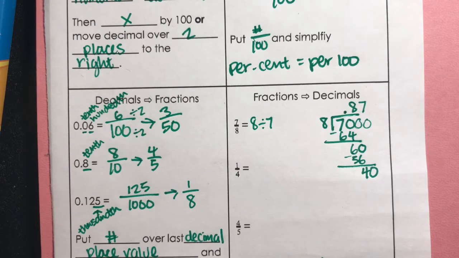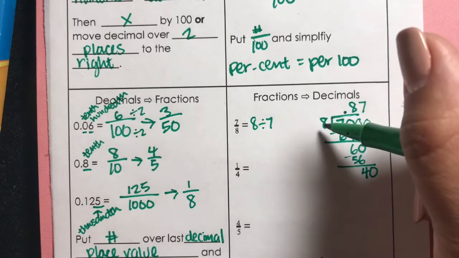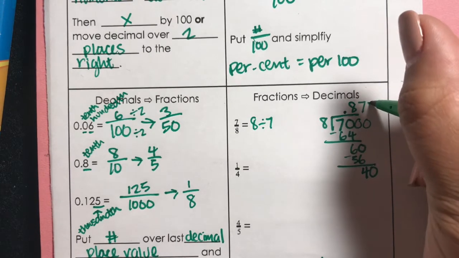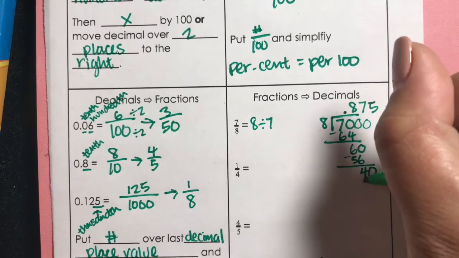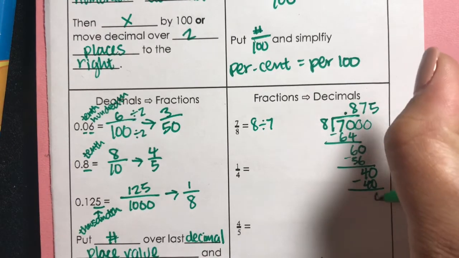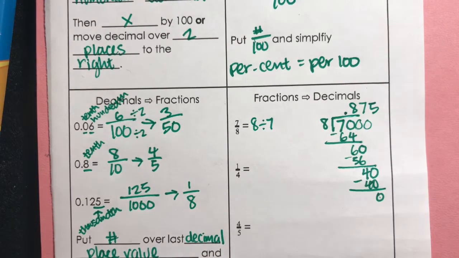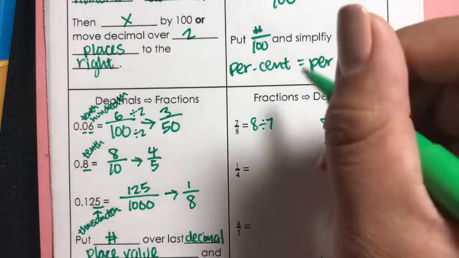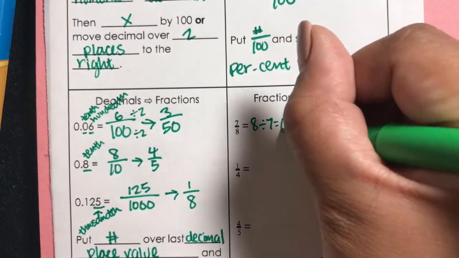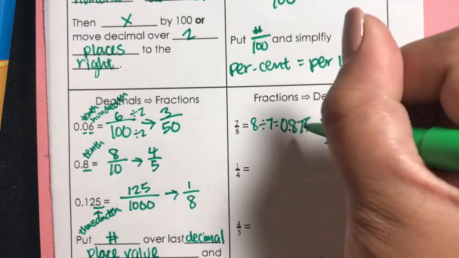remainder. There you go. So I added another 0 there, and 8 goes into 40 5 times. 8 times 5 is 40, so we have fully divided it with no remainder. So now we are left with our decimal, which is 0 and 875 thousandths. Okay, because it's in the thousandths place. So this is 0 and 875 thousandths.